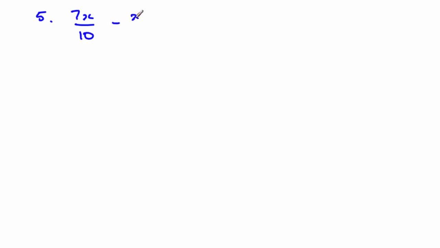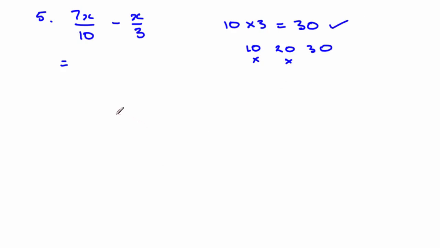minus x over 3. Now, as we said before, we could take 10 times 3 and our denominator would be 30. But the question we need to ask is, is there a smaller lowest common denominator? And in this case, there isn't, because if we look at the number 10 and we go up in multiples of 10, we'll notice that 3 doesn't go into 10, 3 doesn't go into 20, it only goes into 30. So in fact, multiplying the denominators together in this case gave us the lowest common multiple.